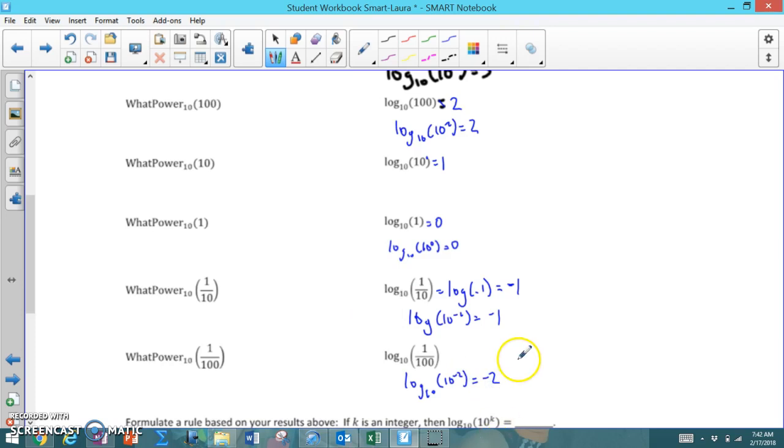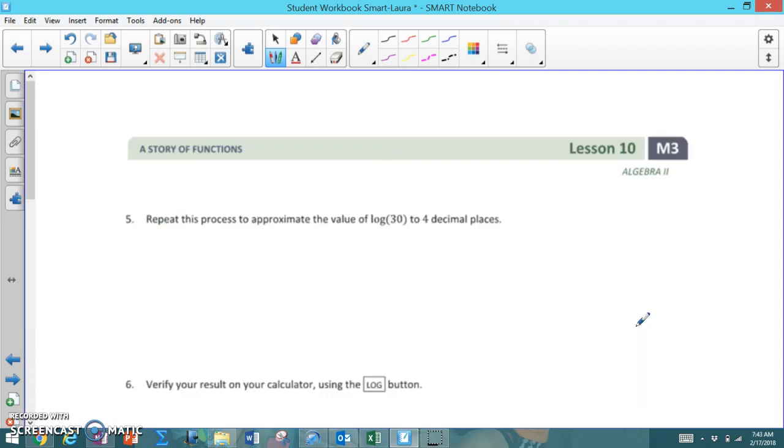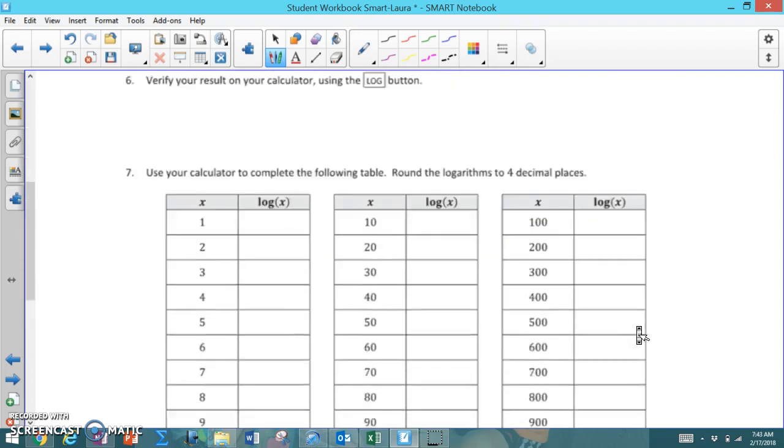All of this, if we look at the pattern, we can see that if we rewrite it in exponential form, what we're taking the log of, the exponent is the answer. Now again, keep in mind this is the case only if the base and this number are the same. So if k is an integer, then log base 10 of 10 to the k is k. It's the exponent.